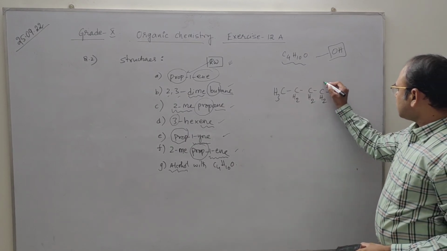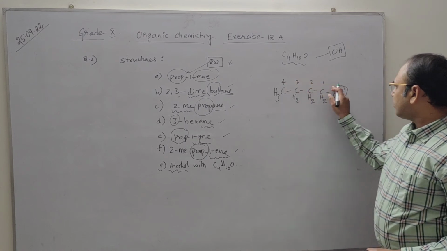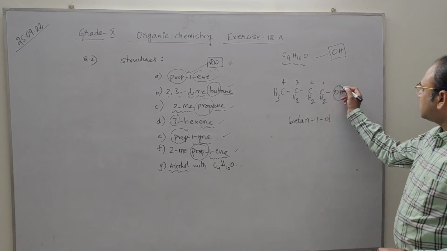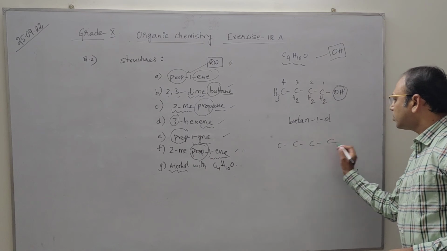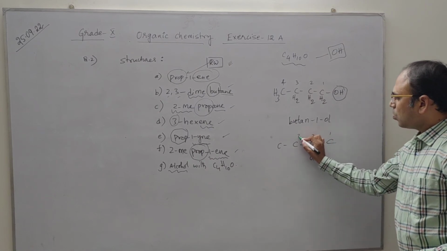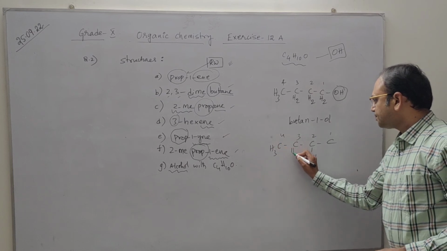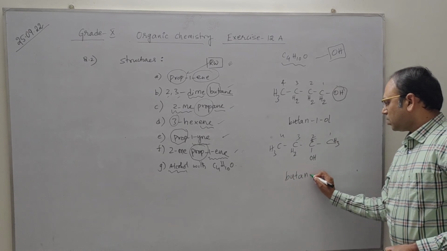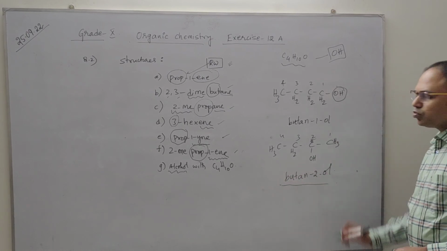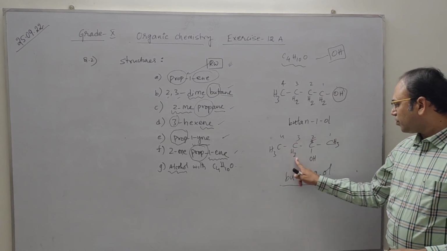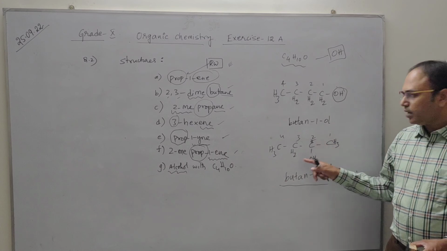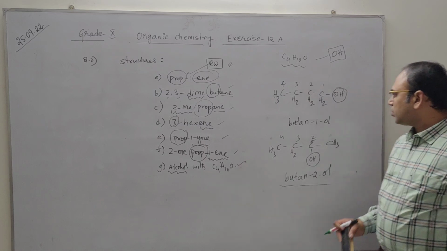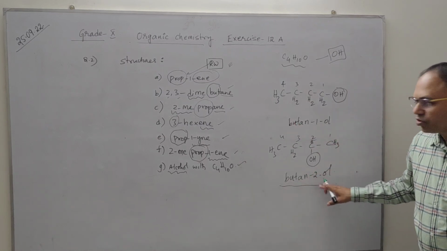This one is at the first position, nothing but butan-1-ol. Now change it to the second position. 1, 2, 3, 4 carbons. At the second position you have the OH group. Complete the hydrogens. This is H and 3. Now the structure is written like this and the name will be butan-2-ol. Here also you have C4, 3, 4, 5, 6, 7, 8, 9, 10 and oxygen. So the alcohol structures with this molecular formula you can get are butan-1-ol and butan-2-ol.